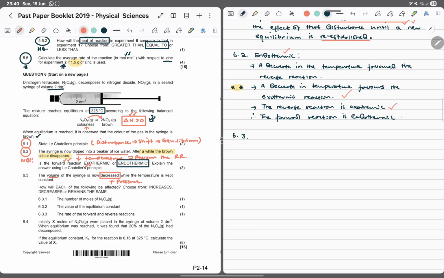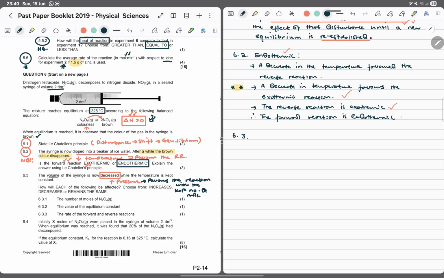Right, so what do we know? An increase in pressure always favors the reaction with the least number of moles, okay? So this is very important to take note of, guys.